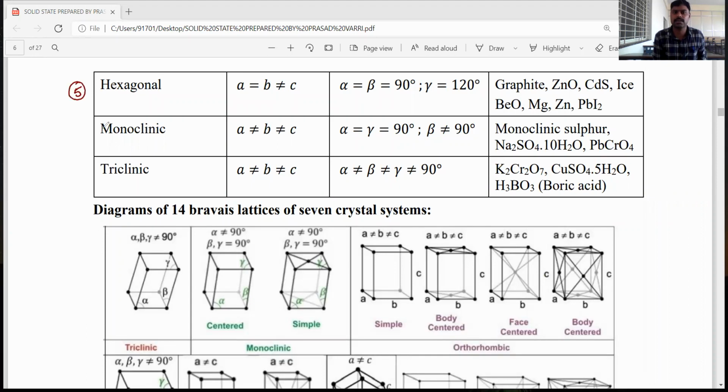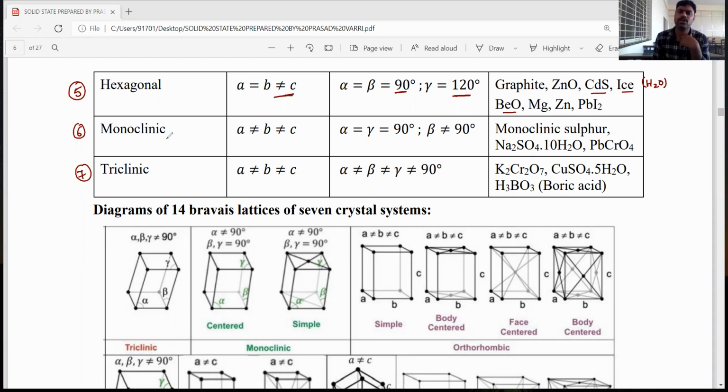Fifth one is the hexagonal crystal system. In a hexagonal crystal system, if you observe, 2 edge lengths are equal, A is equal to B, not equal to C, but angles alpha is equal to beta is 90, means 2 edges are perpendicular with each other, and the third angle gamma is equal to 120 degrees. Examples: graphite. So graphite belongs to hexagonal crystal system. And zinc oxide and cadmium sulfide, ice means solid water, and beryllium oxide, magnesium, zinc, and lead iodide are the examples for hexagonal crystal system.